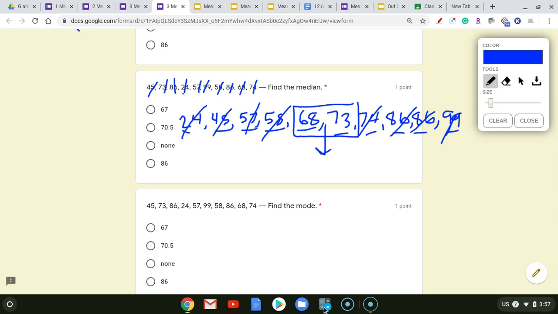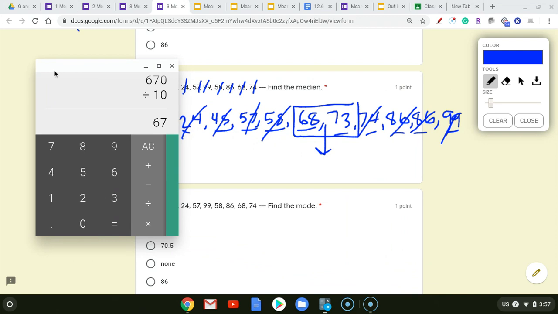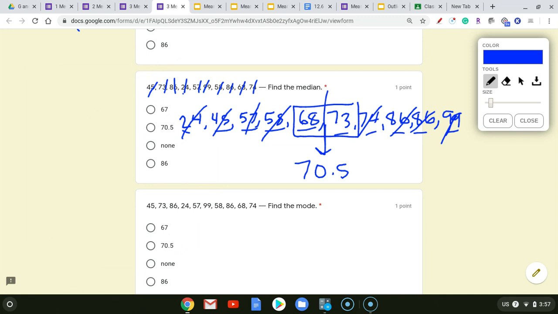I don't know exactly, but I know my calculator can help me find it by finding the mean, the middle point for those 2. To find the mean, I add those 2 numbers together. And then because I added 2 numbers together, I will now divide by 2, and I get 70.5. Does 70.5 seem like it's in the middle of those numbers? Yeah, it does. So there's my median.